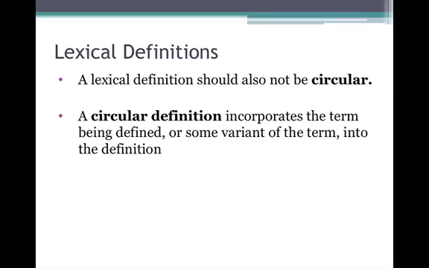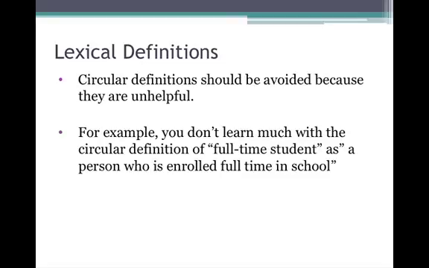A lexical definition should also not be circular. A circular definition incorporates the term being defined or some variant of that term into the definition. Circular definitions should be avoided because they're unhelpful. For example, you don't learn much with the circular definition of full-time student as a person who is enrolled full-time in school.